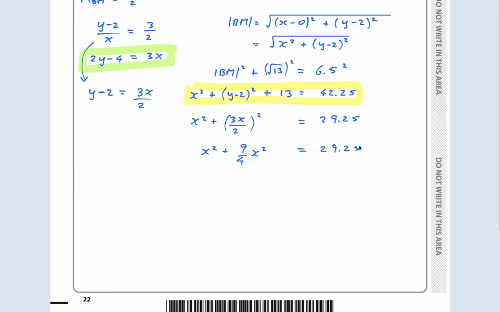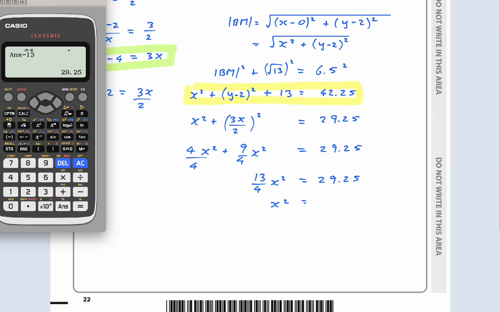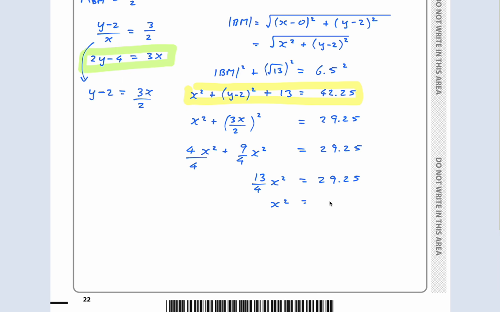Okay, this is getting somewhere. This is 4 over 4x squared plus 9 over 4x squared, that's common denominators, equals 13 over 4x squared. This is 29.25. Multiply across by 4 and divide across by 13. So this is going to be 29.25 times by 4, divided by 13, and I get 9. Okay, that's actually a very nice number. X squared is equal to 9, which means x is plus or minus 3.